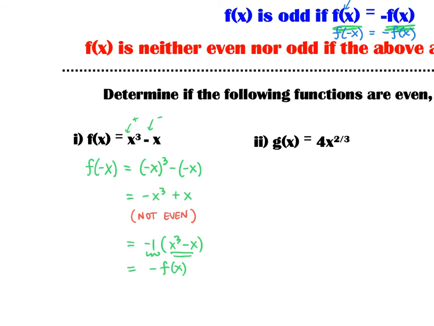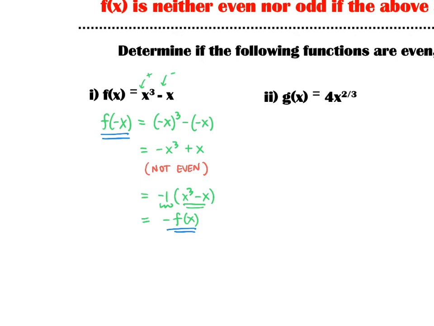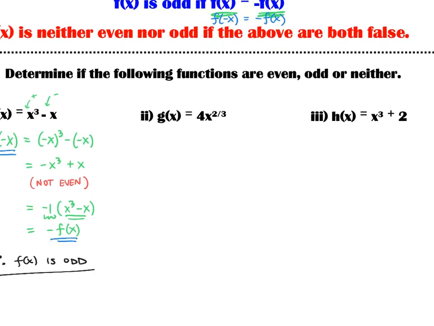But since I've shown that right here, f of negative x is equal to negative f of x, then f of x is odd. So if I were to graph that, that should have origin symmetry.